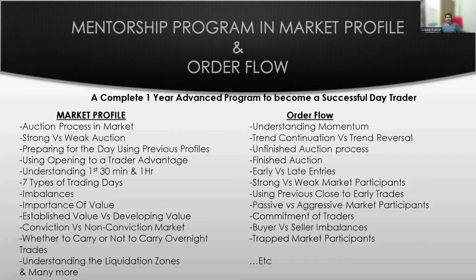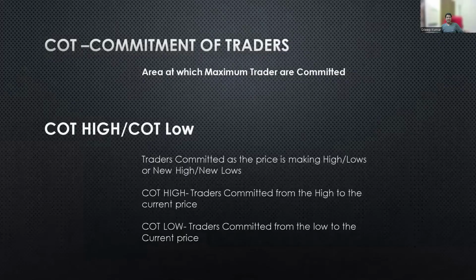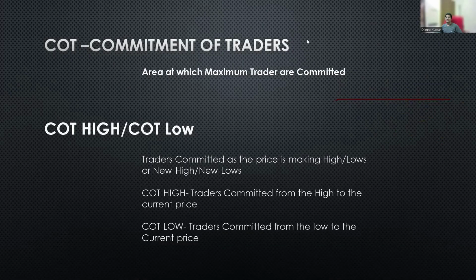So now we will go into understanding the cart high and cart low. So what is COT again? This is a candle again. You have multiple areas, volumes, right? An order flow candle is nothing but a volume profile with volumes on the candle itself. So various volumes are there.